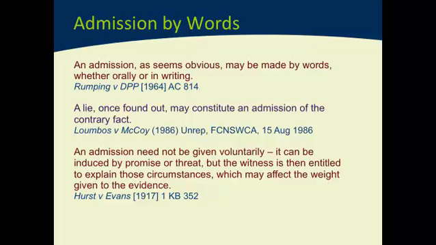Another interesting thing about admissions by words is that lies can constitute an admission of a contrary fact. So, let's say somebody is taking a case against you in conversion because they say that you stole their car and didn't give it back. You tell them out of court that you weren't even in the city on that particular day, so you couldn't possibly have stolen their car. And they later find evidence that you actually were in the city that day and that you'd lied about being off in Sydney or Melbourne or wherever you said you were. That lie, once found out, can constitute an admission of the contrary fact.